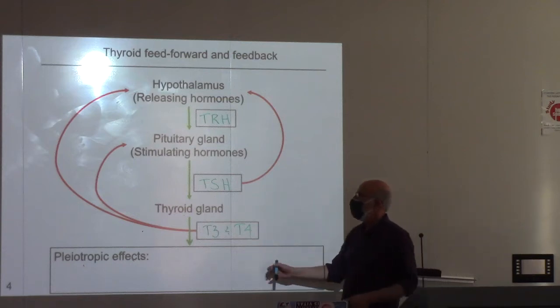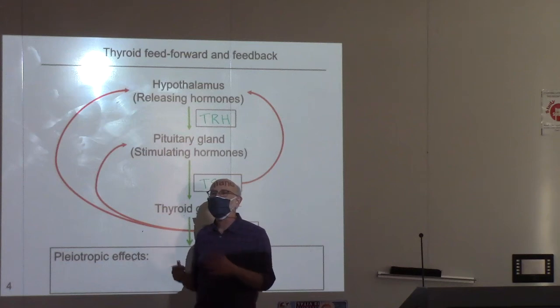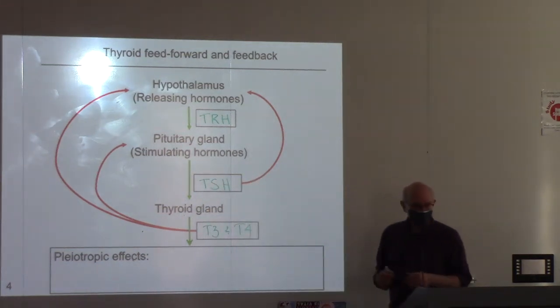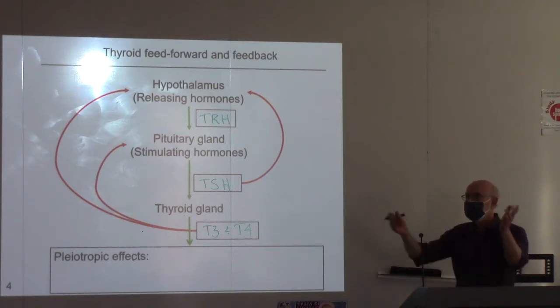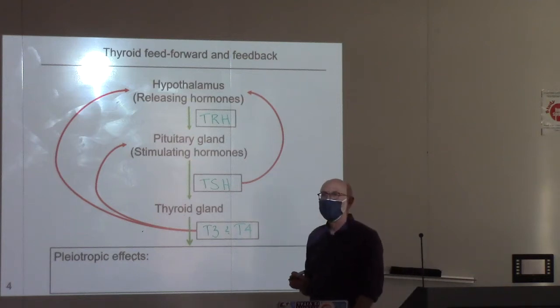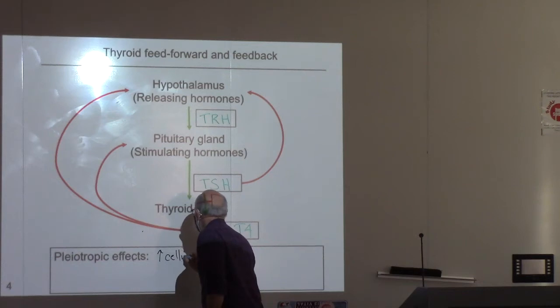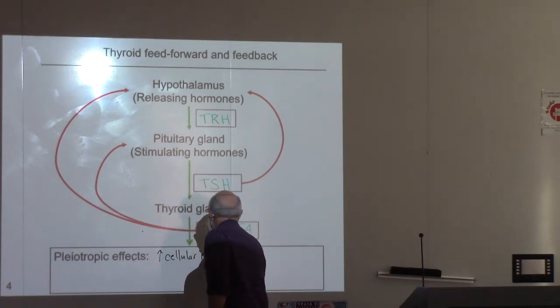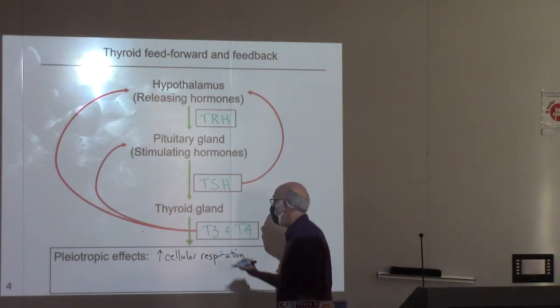And now, what are some of the effects? Pleiotropic, that's a word that I use. Pleiotropic just means many. Pleiotropic effects. What are some of the effects of thyroid hormone? I think it was on a previous slide, so just shout it out. This is not a trick question. Increased cellular respiration. Okay, that's another one.